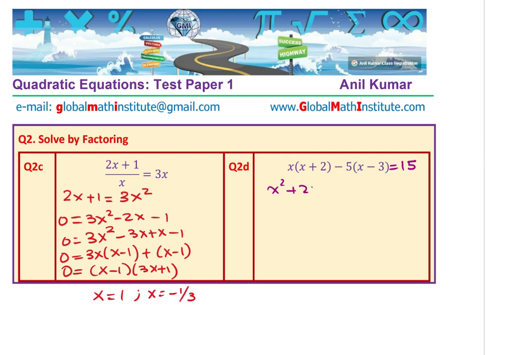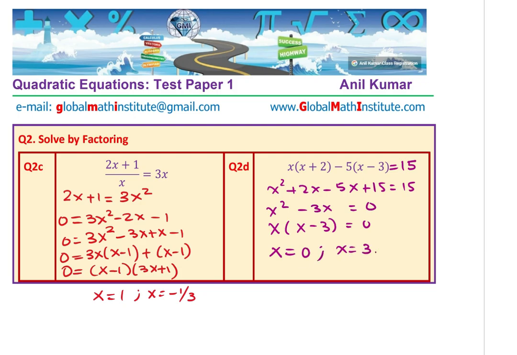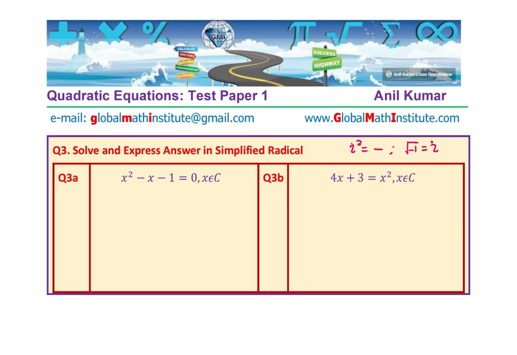x squared plus 2x minus 5x plus 15 equals 15. So that is x squared minus 3x, and plus 15 and 15 gives us 0. So x is common here. We get x times x minus 3 equals 0. So that leaves us with x equals 0 and x equals 3 as solutions. Perfect. So now let's get to question number 3.